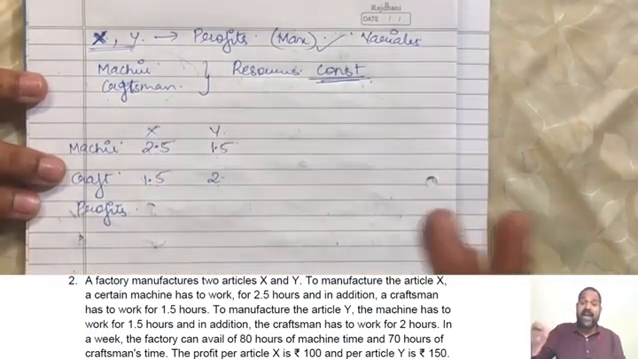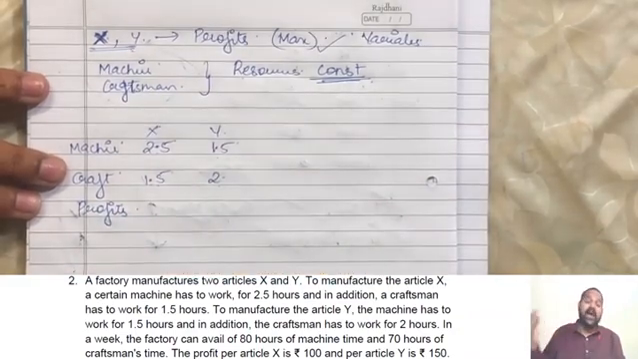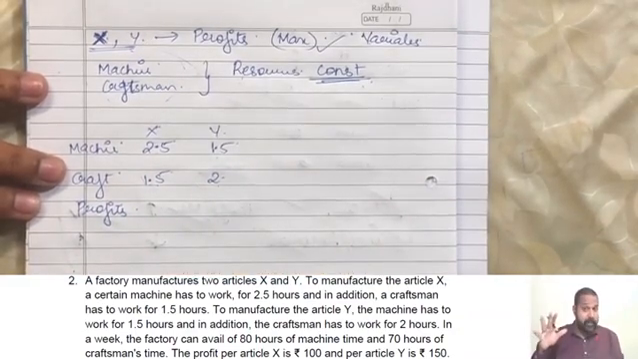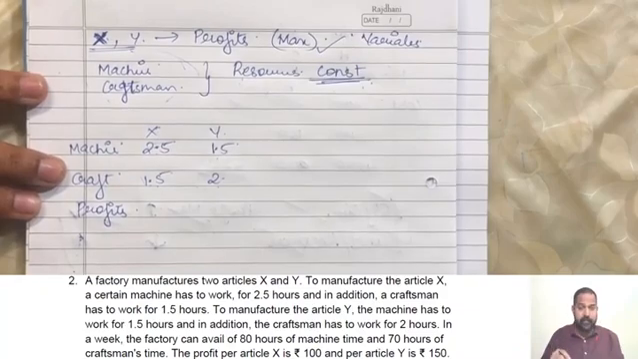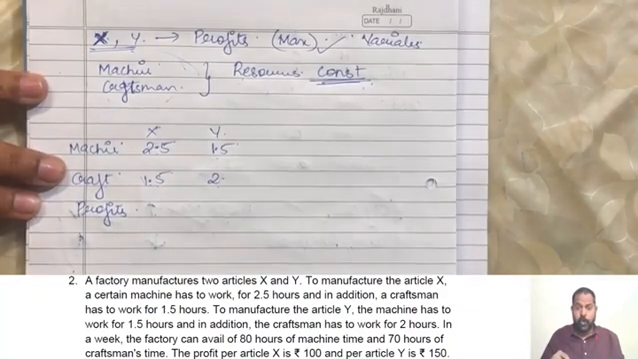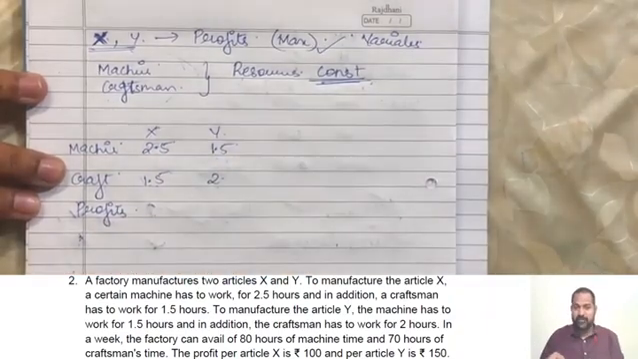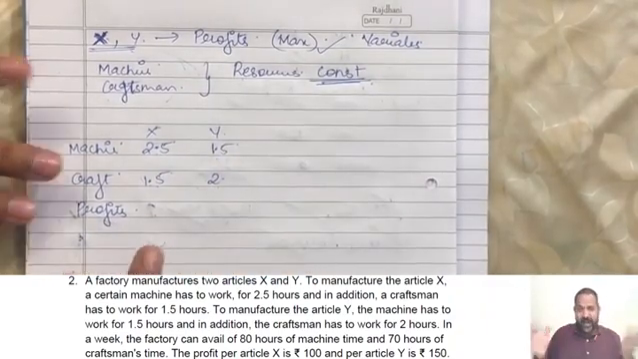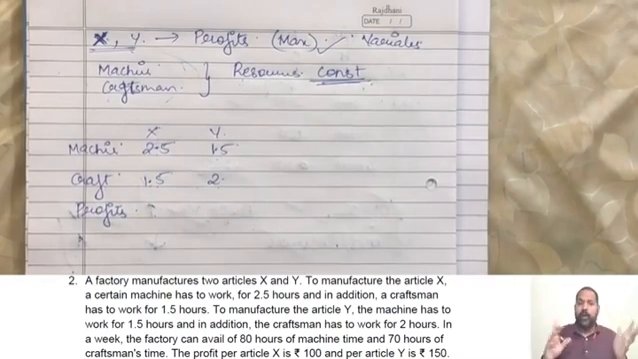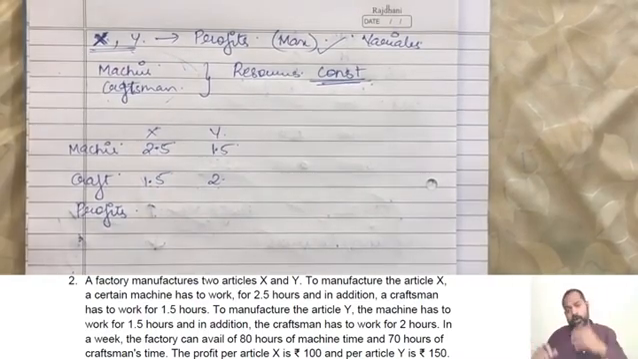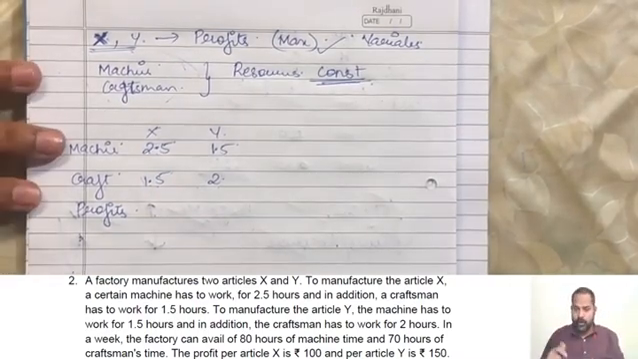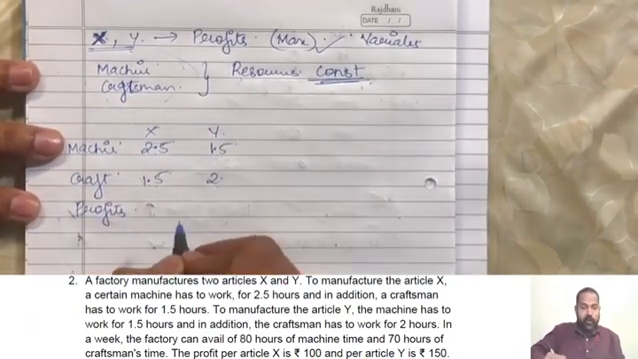The factory can avail 80 hours of machine time. This is the maximum availability of machine time. Yes, who is this 80 hours for? Is it for X or is it for Y? There's nothing like that. It's 80 hours in total. You can use it for whoever, X or Y. Okay, so I can't write that the 80 is available for X or Y.